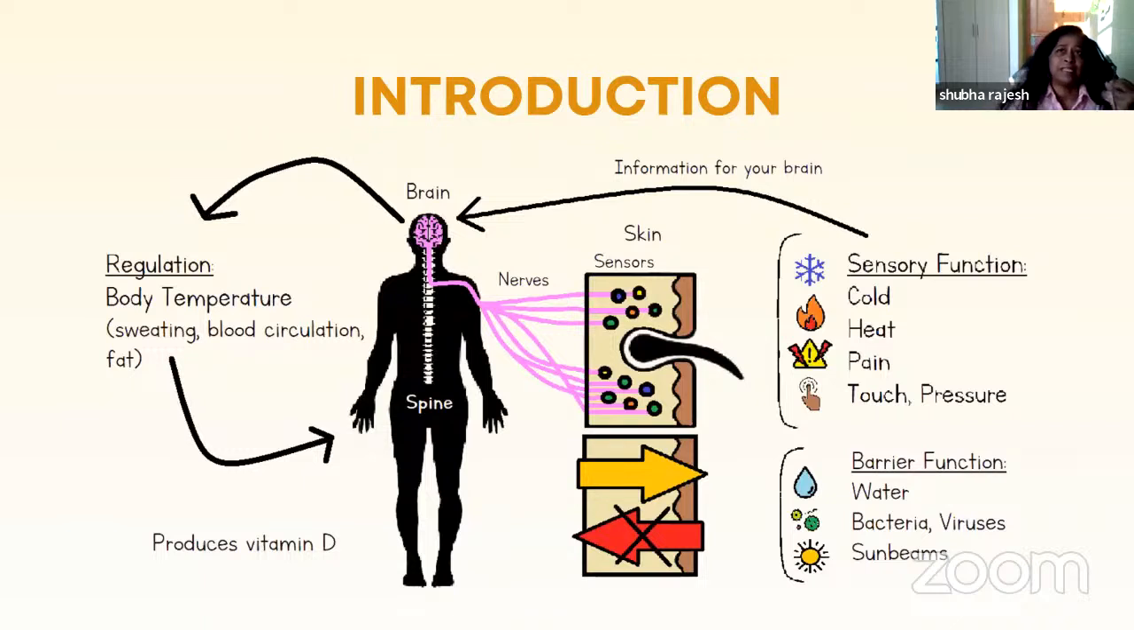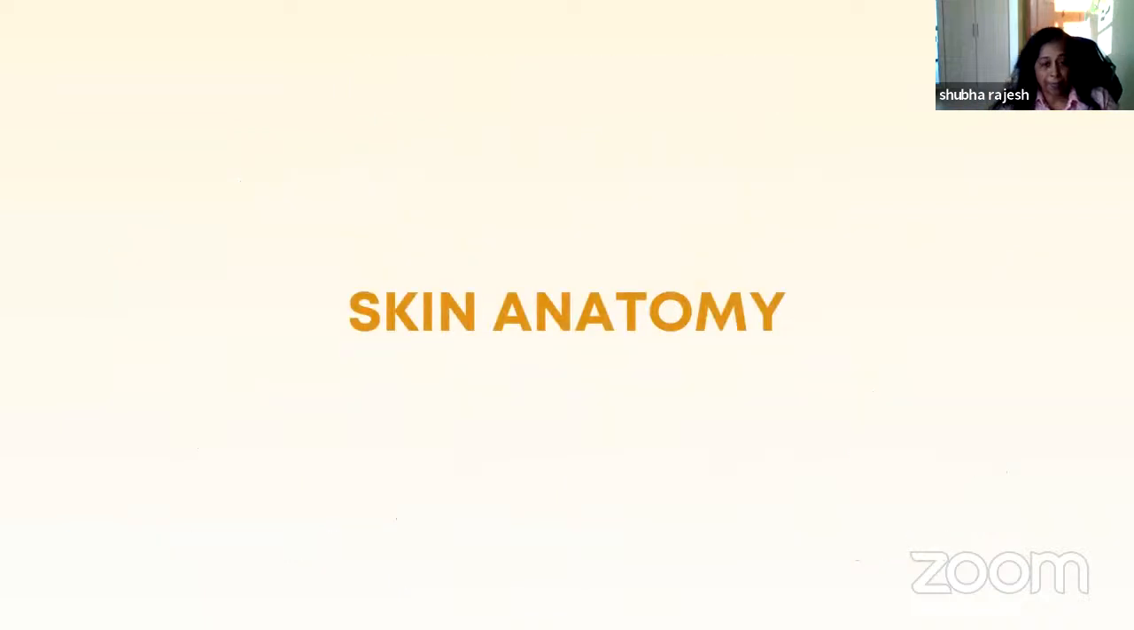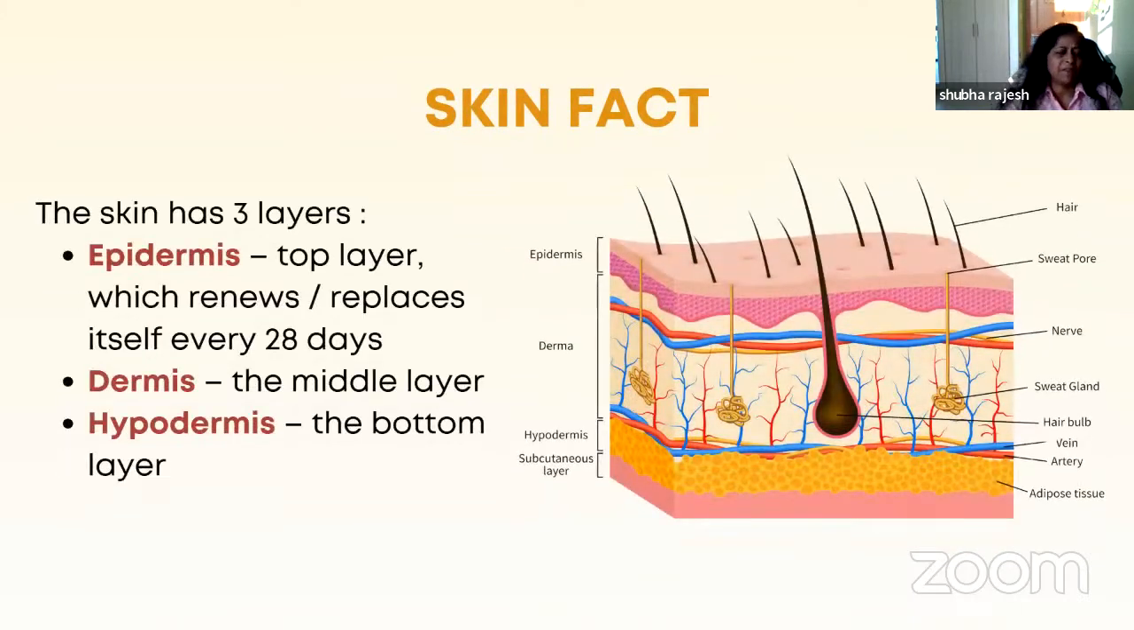So you may feel that the skin is a single organ, but it is made up of various tissues. So it's not a single structure, but there are various layers, which collectively form what you call skin. Okay, so go to the next slide. So, very, very basic, we will talk about the anatomy of the skin.